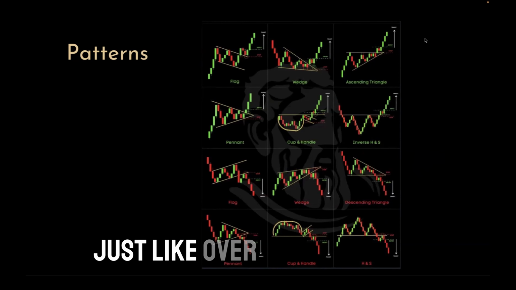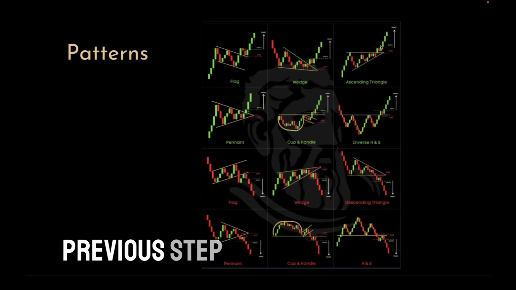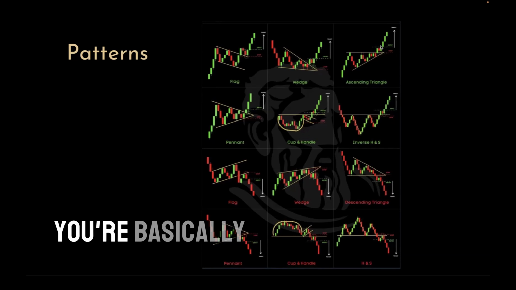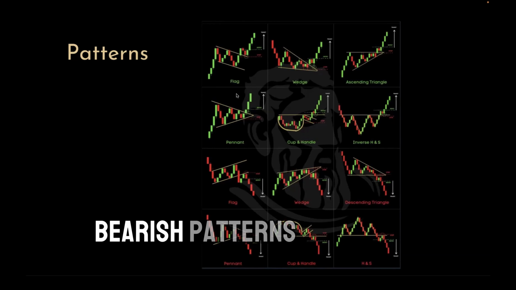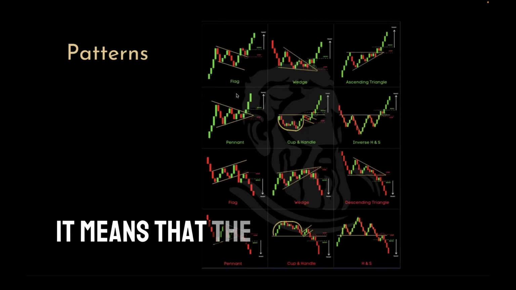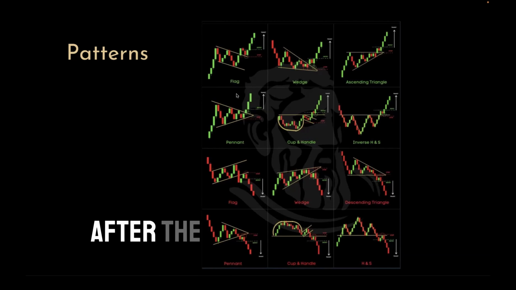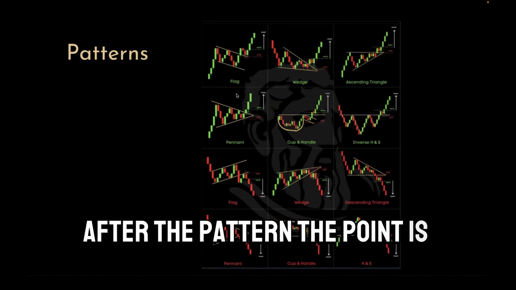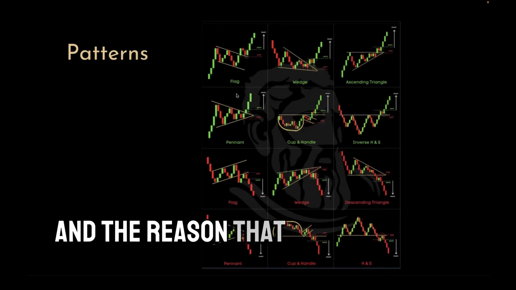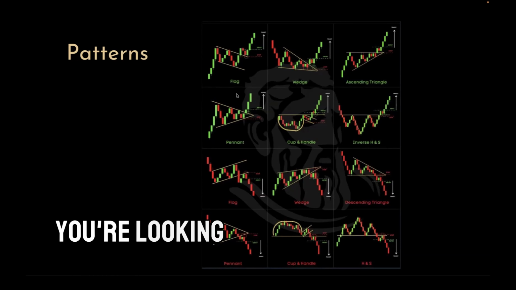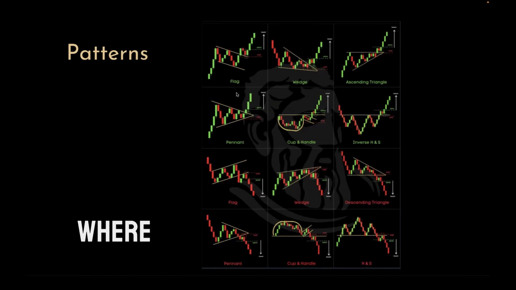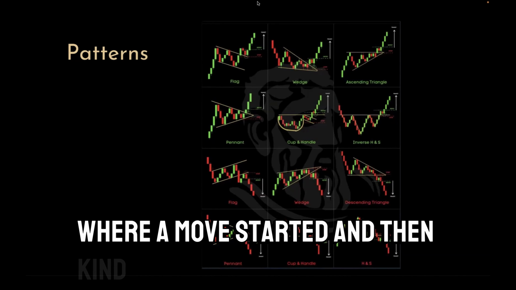Just like over here in the previous step of the entire slideshow, you're basically looking at bullish versus bearish patterns. When I say bullish, it means that the stock is expected to move upwards after the pattern. When I say bearish, it means that the stock is expected to go downwards after the pattern. The point is after the pattern. And the reason that I say after the pattern is because it's called continuation, where a move started and then kind of stopped.